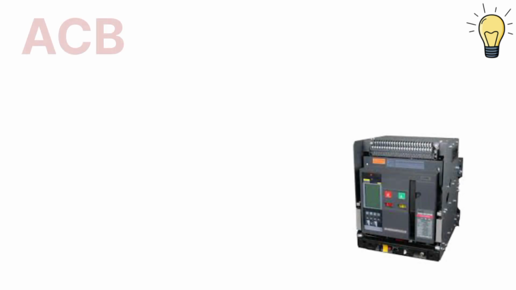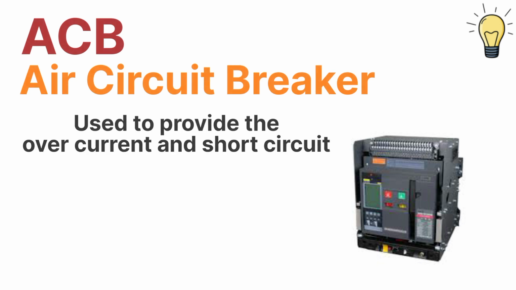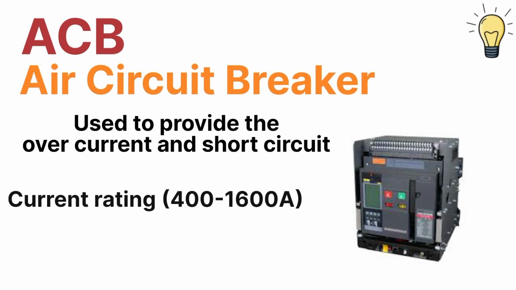The next circuit breaker is the ACB. ACB is also known as the air circuit breaker, and it is used to provide overcurrent and short circuit protection. The current range in an ACB is from 400 to 1600 amperes.